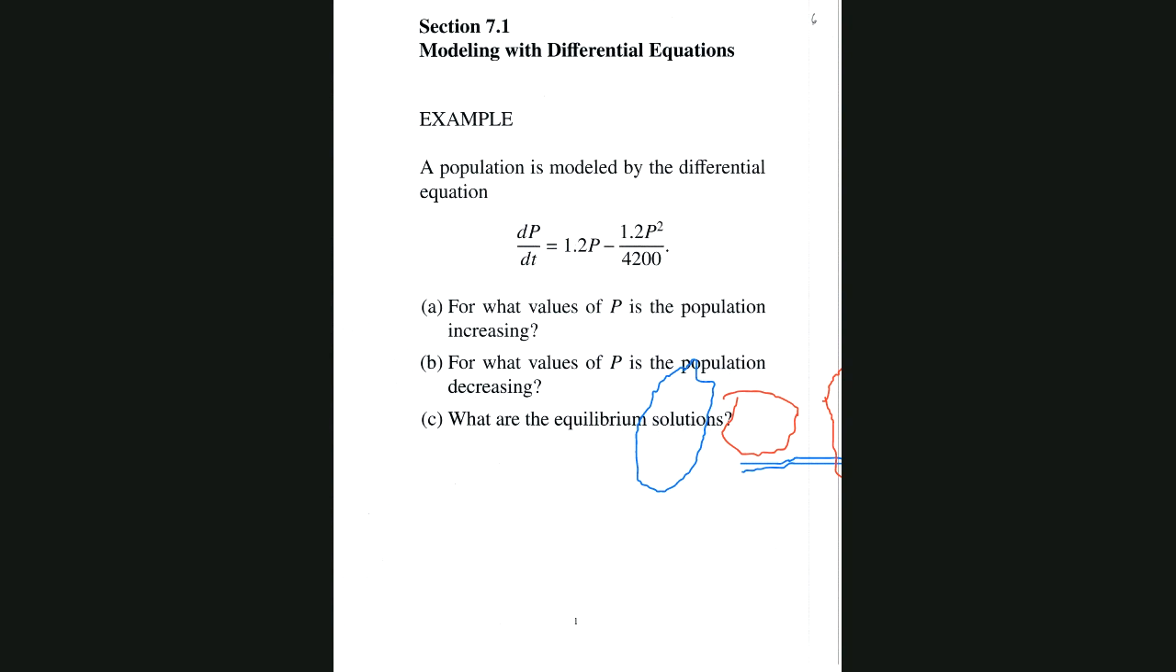So let's go to the next page and take a look. We're going to factor a 1.2p from both terms. So now the derivative is equal to 1.2 times p times 1 minus p over 4,200. Now that we've been able to factor the right-hand side, we can answer these questions.